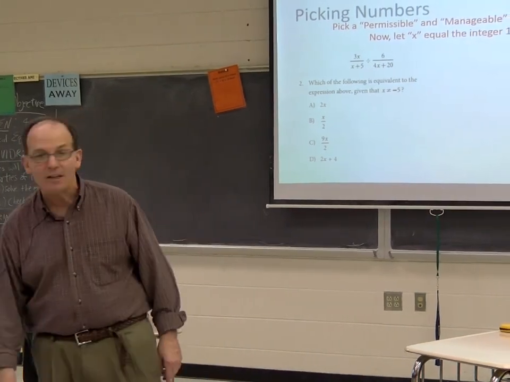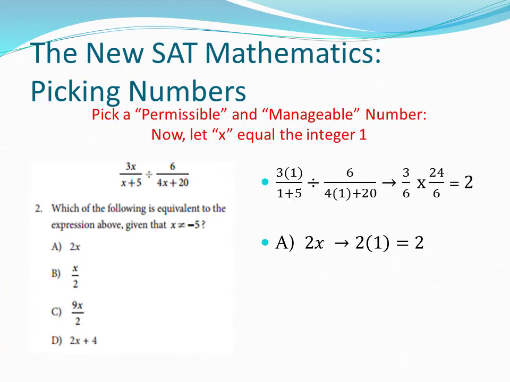So how about let's pick the number 1. Let's say x is equal to 1. Let's put it in the problem and see what our answer is. Put in 1, 3 times 1 is 3 over 6, divided by 6 over 24, you see how that comes out? It comes out to 2, right? So when x is equal to 1, the answer is 2. Now look at answer choice A. When x is equal to 1, I get 2. Answer choice A, the very same answer I got through all that hard math, is the same answer I get from picking numbers. So that's an excellent strategy when I have all variables in my answer choices.